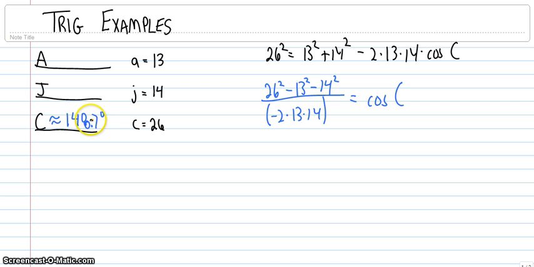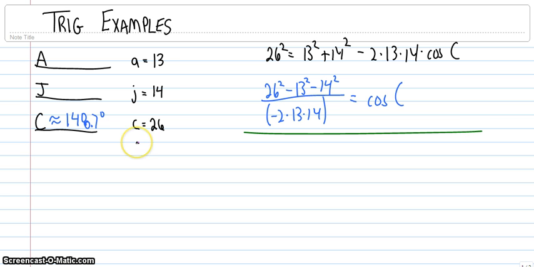Even if it was 148.003, you're going to put 148.0 because it's a significant digit. Make sure you round angles to the nearest tenth. You can store that as angle C into your calculator.